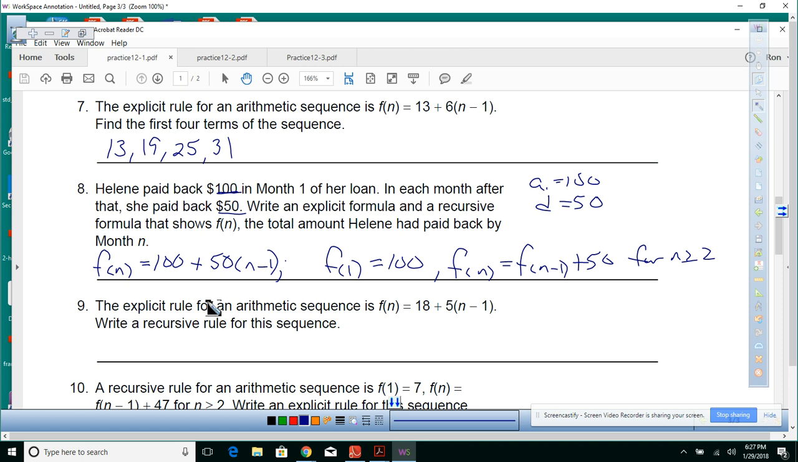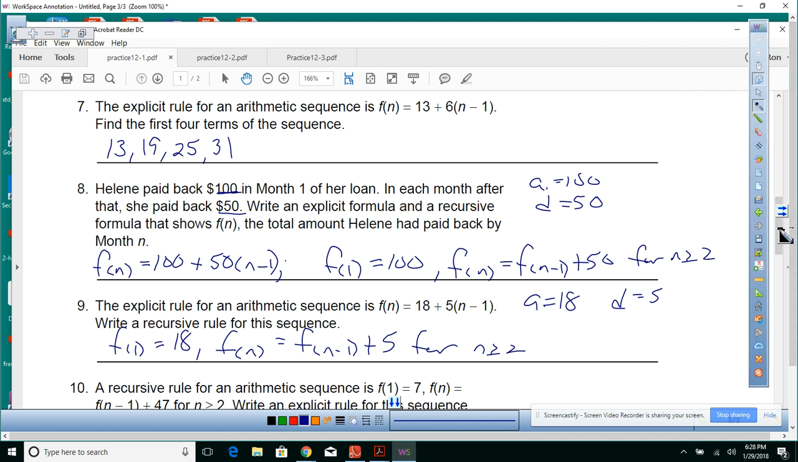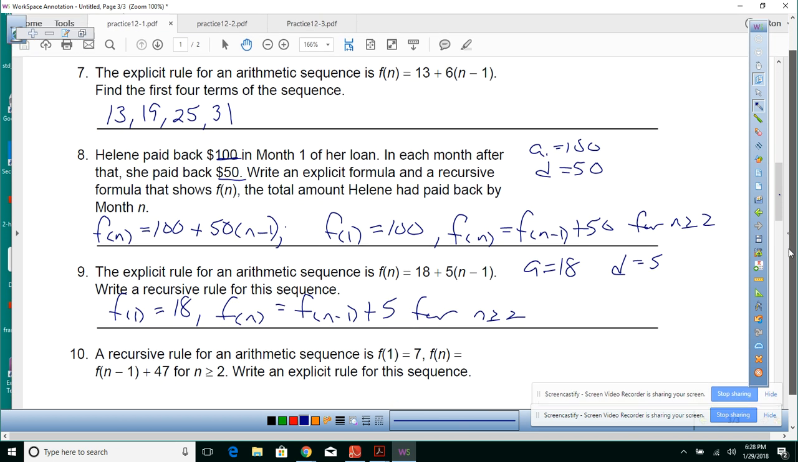Number 9, the explicit rule for an arithmetic sequence is f of n equals 18 plus 5 times n minus 1. Write a recursive rule for the sequence. Okay, to do that, I need to know what A is. A is 18. What is D? D is 5. So I have f of 1 equals 18 and f of n equals f of n minus 1 plus 5 for n is greater than or equal to 2. Not too shabby. Not too shabby at all.